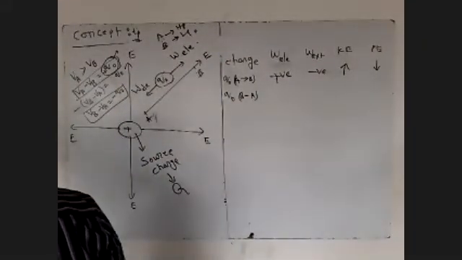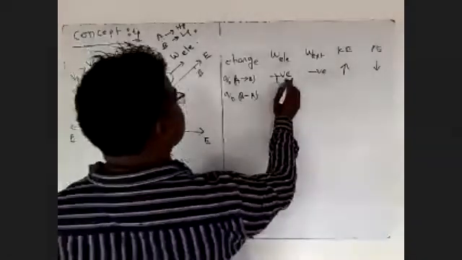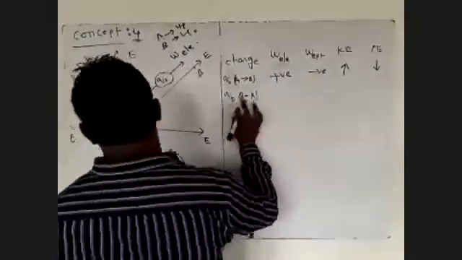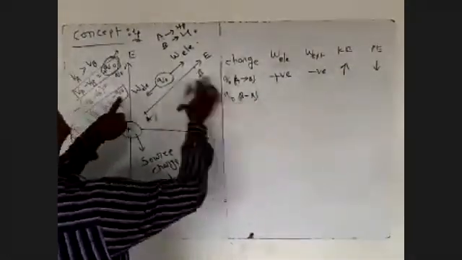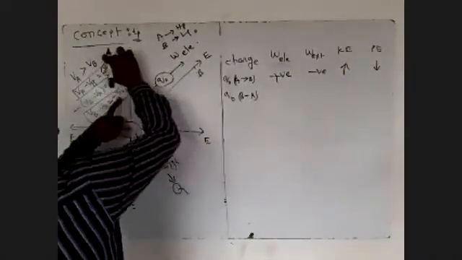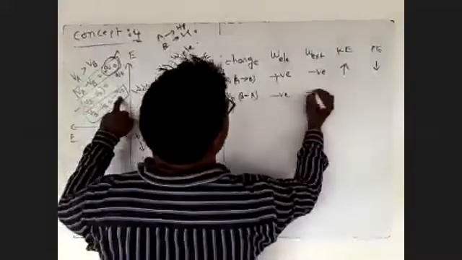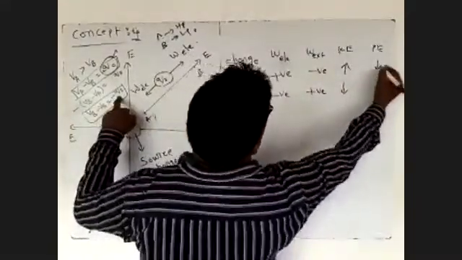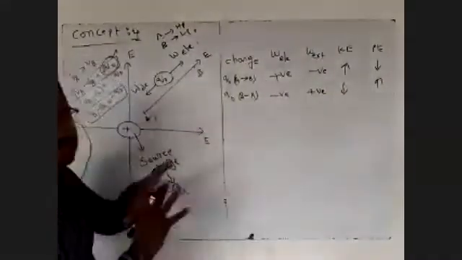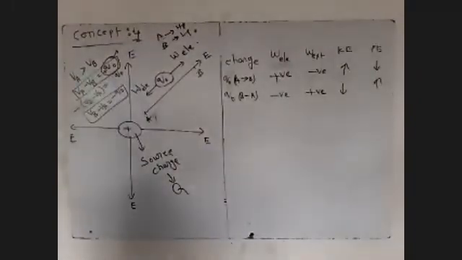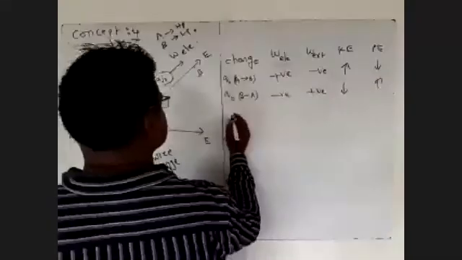B to A, so reverse. What is the work? B to A means the sign flips: plus means minus, minus means plus. This is a negative work, and positive work. Increase means decrease, and decrease means increase. That is over. But this is for positive charges.